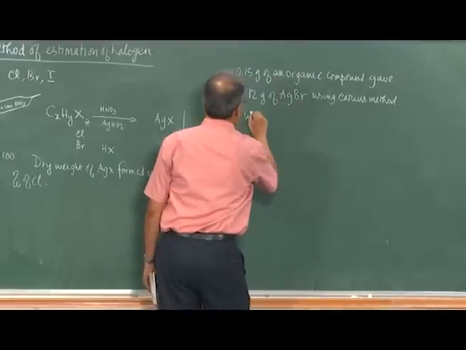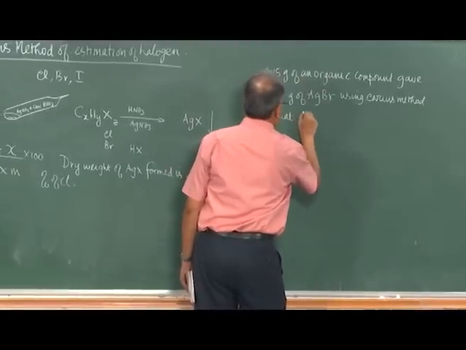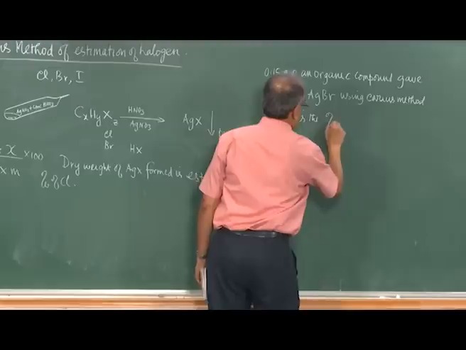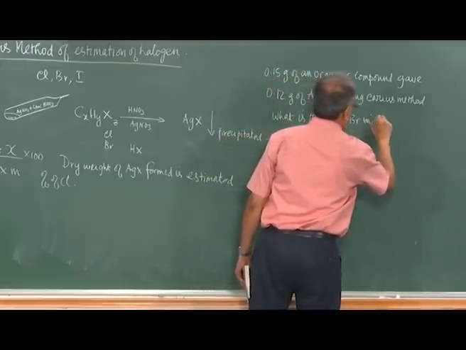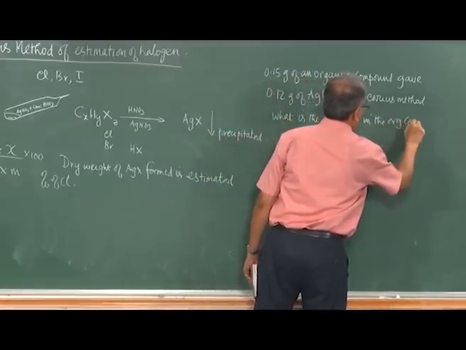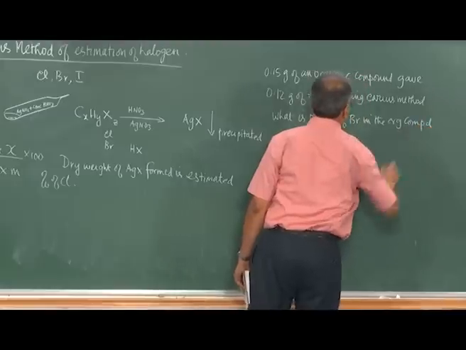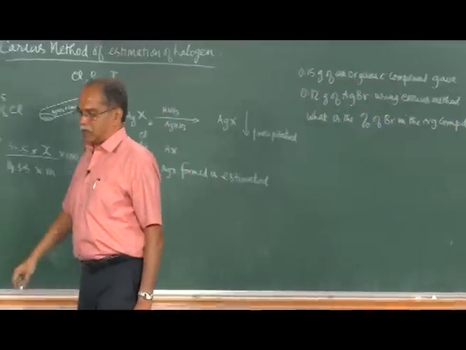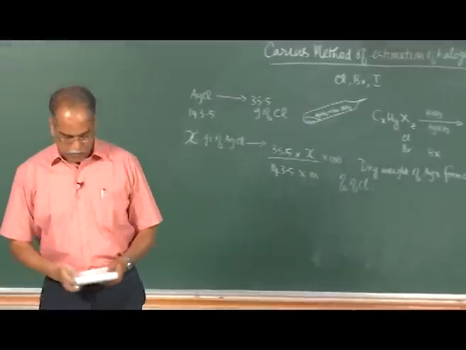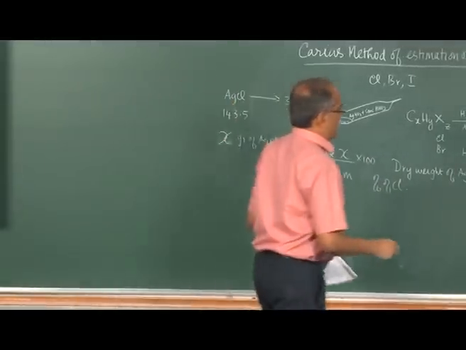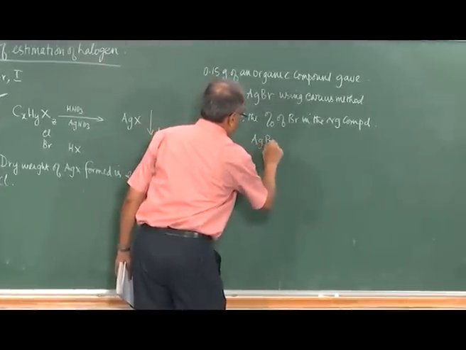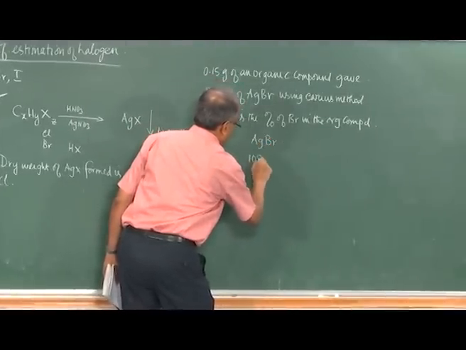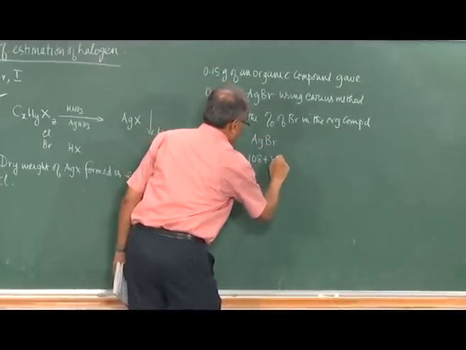What is the percentage of bromine in the organic compound is the question that needs to be addressed. Silver bromide molecular weight corresponds to silver is 108 plus bromine is 81.